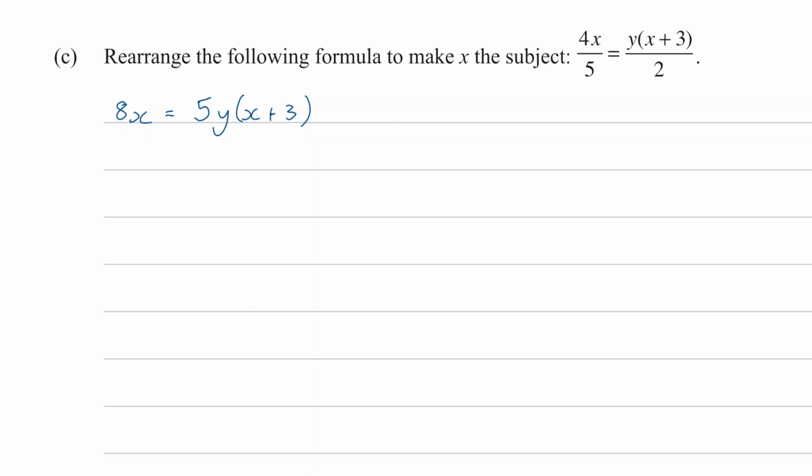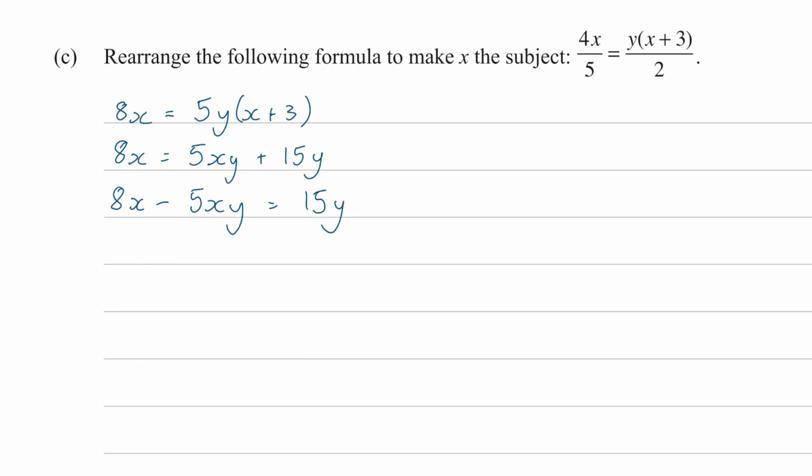We do want all the x's on one side, but before that, let's just expand the right-hand side. So 5xy plus 15y. I'll take all the x terms, or the terms with x as a factor in them, to the left-hand side. So I will subtract 5xy on both sides, which just leaves us with 15y on the right-hand side.